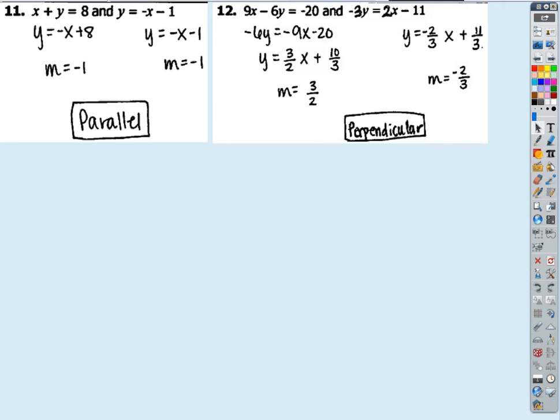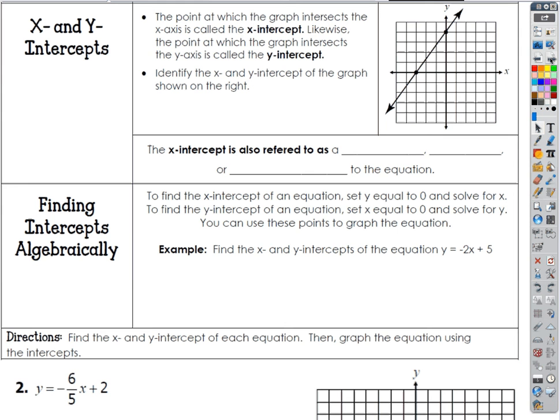Yeah. So, last part. X and Y intercepts. Okay. X and Y intercepts are easy to find. Now you tell me real quick, what is the value of the Y-intercept in this graph? 4, right? Because it's right there, isn't it? Okay. So the Y-intercept is 4.